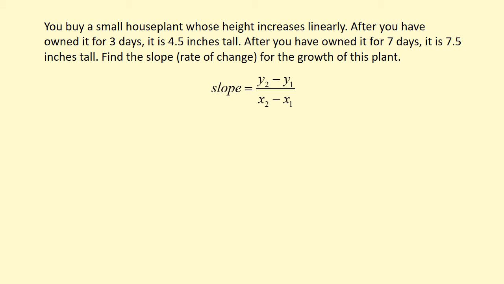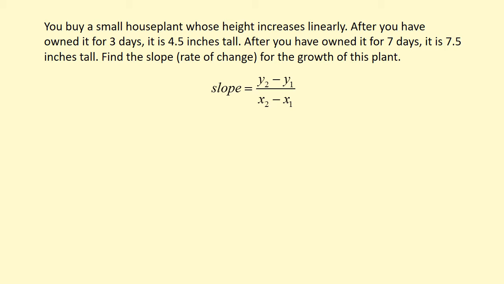So this is a word problem. I made it up. It's the same idea as what you're going to be doing in this lesson in just a few minutes, but I figured I'd make up a different example to show you how to handle these. What we are supposed to do here is find the slope, or the rate of change, because slope and rate of change mean the same thing, of the growth of this house plant.